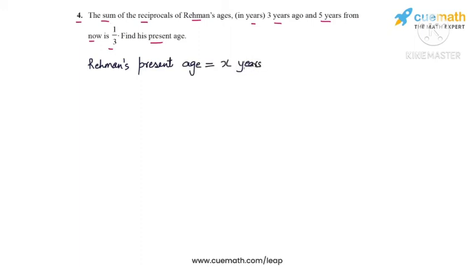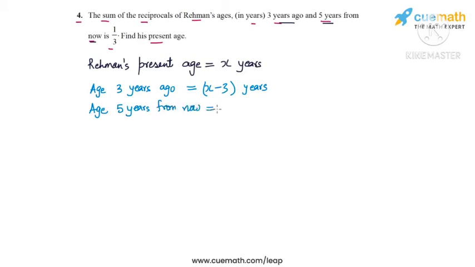So we are told that the sum of the reciprocals of his ages 3 years ago and 5 years from now. Rahman's age 3 years ago will be x minus 3 years, because his present age is x. And his age 5 years from now will be x plus 5, because his present age is x. So 5 years from now his age will be x plus 5 years, right?